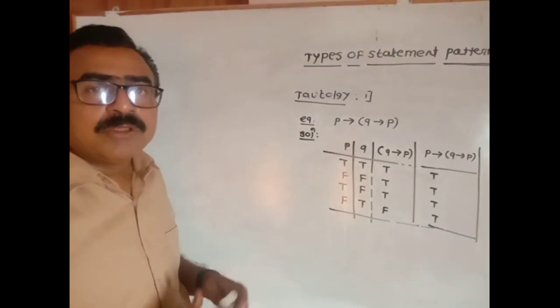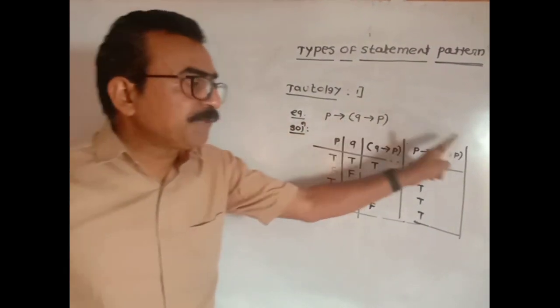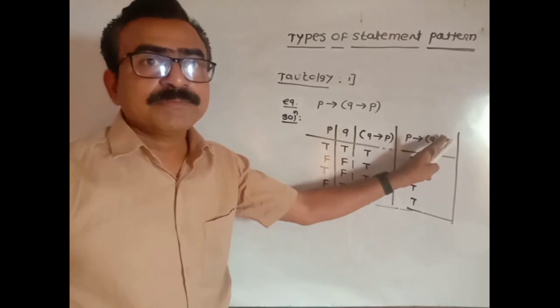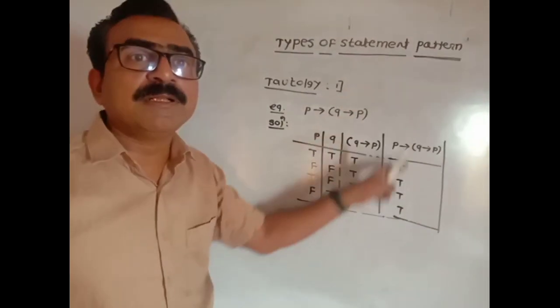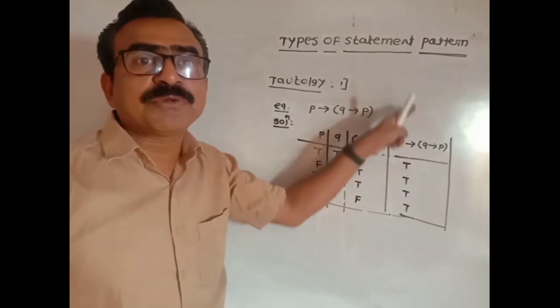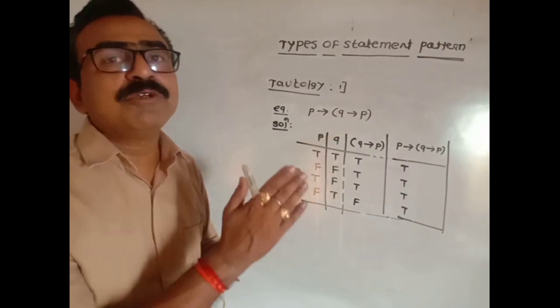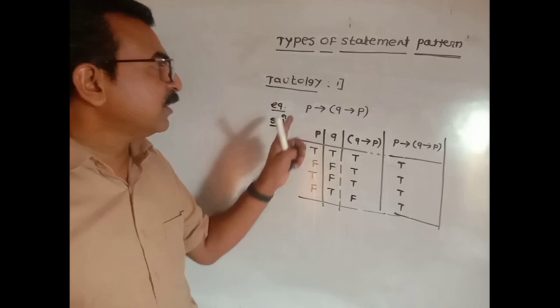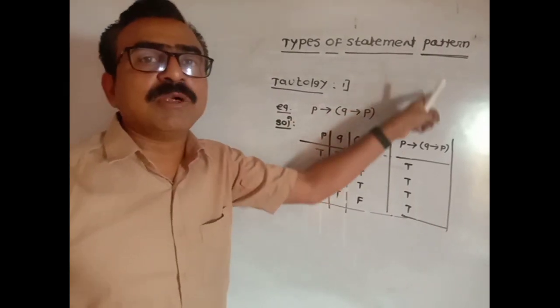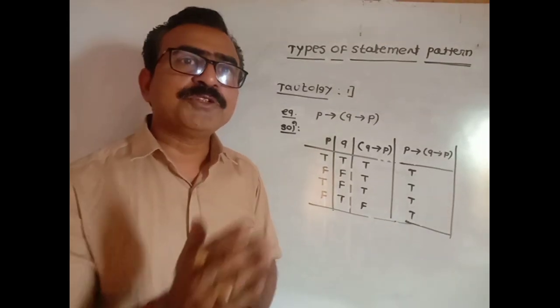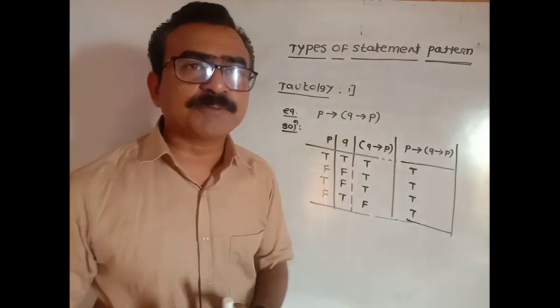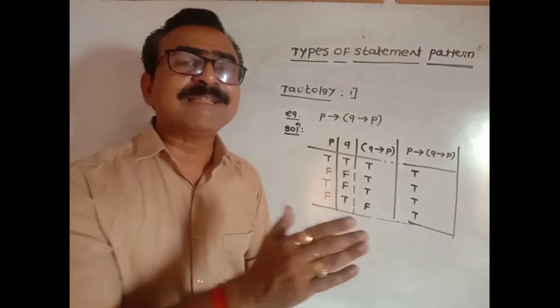Okay. So friends, if you observe this truth table, and especially the last column of the truth table, then the last column has all values T, and because of that this statement pattern is called a tautology. Okay friends, so I hope you understood and enjoyed today's portion.